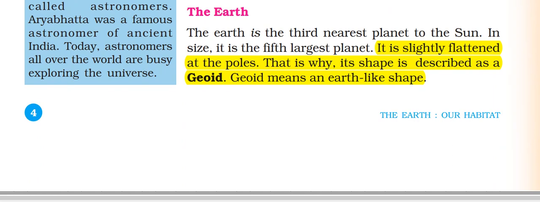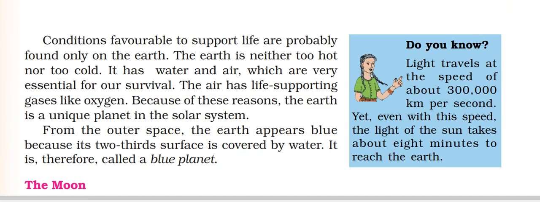The Earth is the third nearest planet to the Sun, and in size it is the fifth largest planet. It is slightly flattened at the poles. That is why its shape is described as a geoid. Geoid means Earth-like.